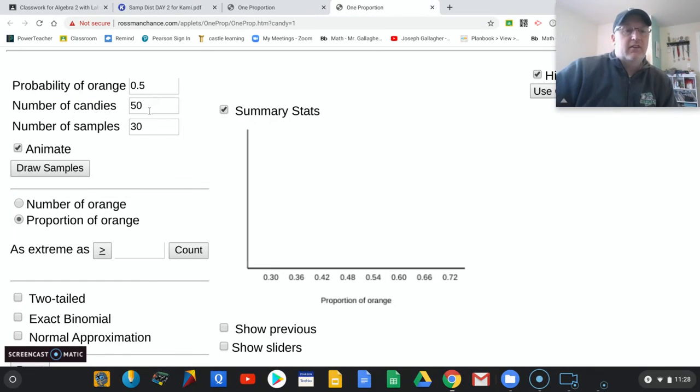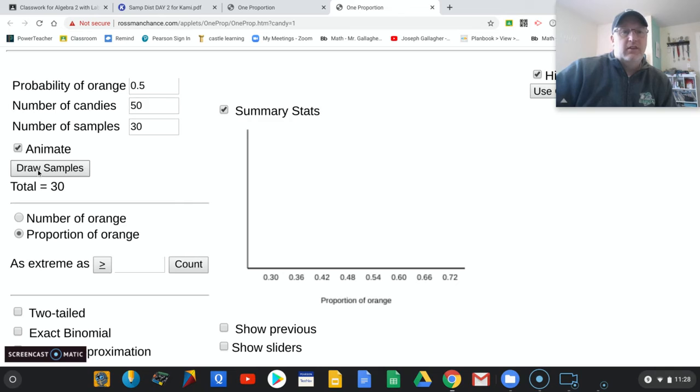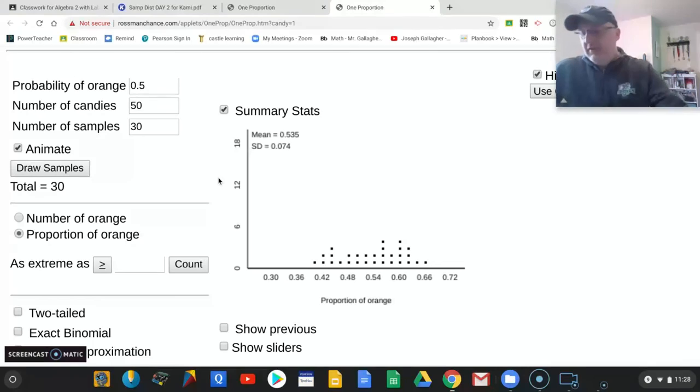So let's go ahead and run the same thing with 50. And we'll see what happens here. We'll do our summary stats as well. You can see that when I do 50, I'll just jot these down real quick. When I had a sample size of 50, my mean ends up being 0.535, and my standard deviation is 0.074.